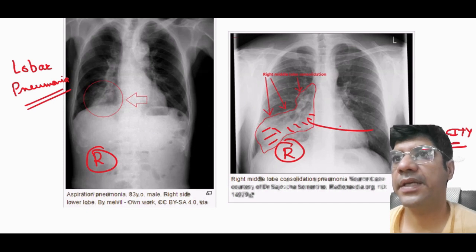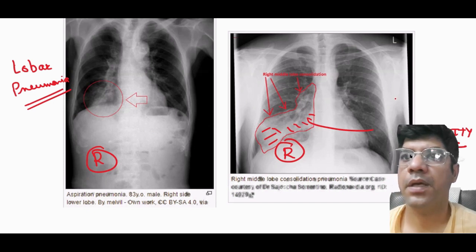Other important sign is air bronchogram. An air bronchogram is a radiographic sign where the air-filled bronchi are visible within the area of lung opacity.